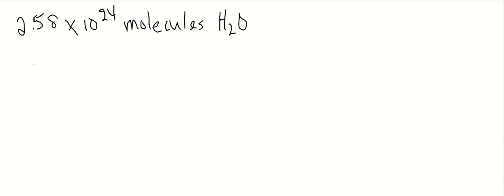First thing you want to do is think about this in a logical way. Molecules and atoms are way too small for us to count as we would count apples and oranges. So we're going to need the mole to convert them into something we can measure in a practical way in the lab. All right, so first step is to convert molecules into moles. We need to get rid of molecules and turn that into moles.